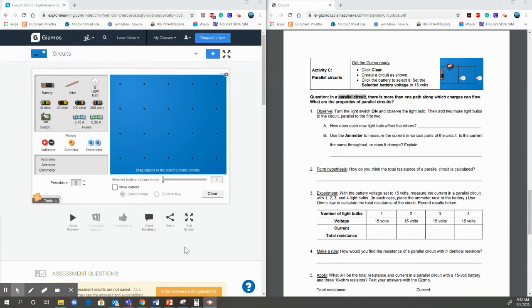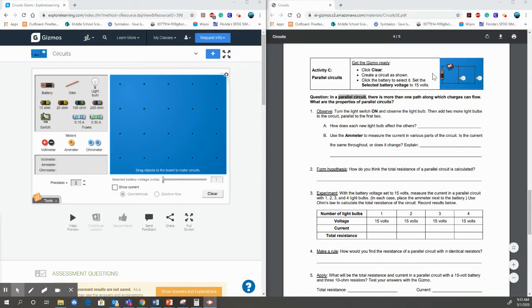Hi students, I heard you have some questions about activity C, so I wanted to go through it with you. So first it asks you to click clear, create a circuit as shown, click the battery to select it, and set the selected battery voltage to 15 volts.